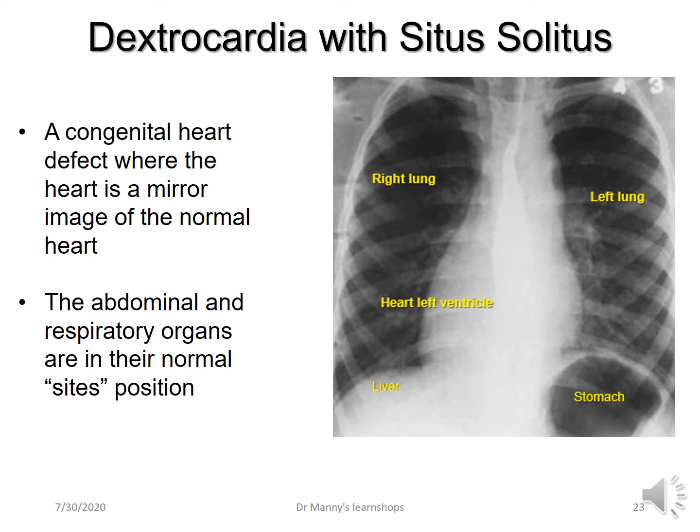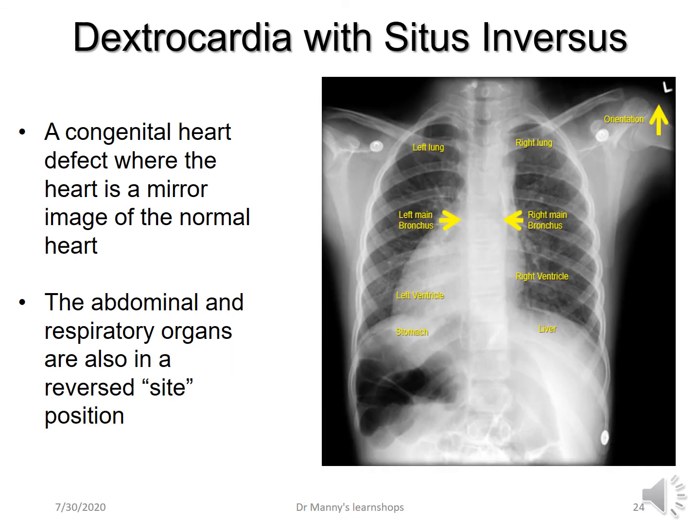With situs solitus, the abdominal and respiratory organs are in their normal sites or position. With dextrocardia with situs inversus, the abdominal organs and respiratory organs are also reversed in site.